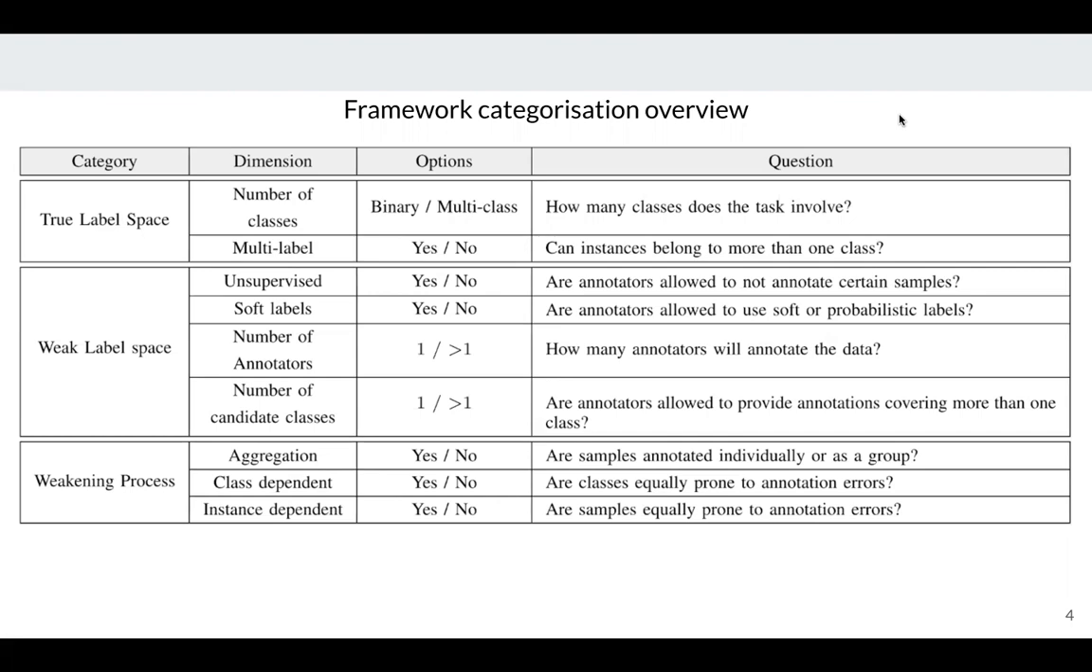As we have discussed before, this framework can be used for describing a dataset and its annotations, but it can also be used for prescribing an annotation process. As we will see, not all the dimensions can be used for prescription, though. We will now look at the categories separately.